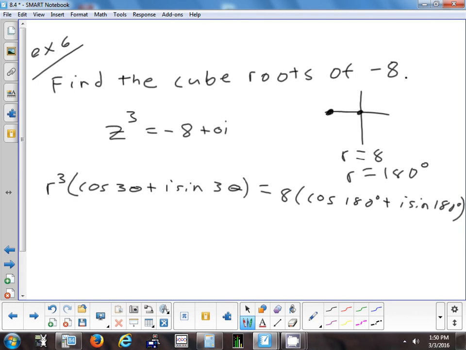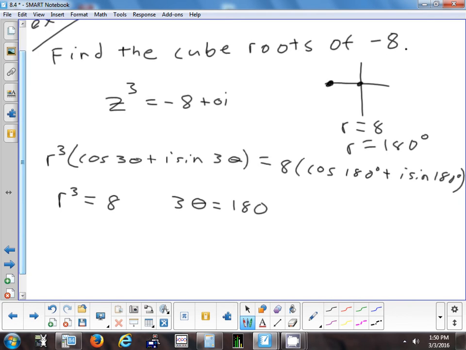Okay, and the last part I'll set up, and I'll leave the rest for you unless anyone wants me to keep going. You say r cubed equals 8. That's one equation. And 3 theta equals 180 plus what? Yeah, we're using degrees here, so we would add 360k. What's the cube root of 8? 2. There's your radius for each answer.